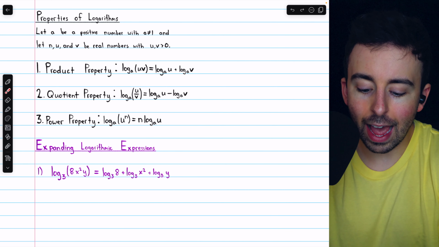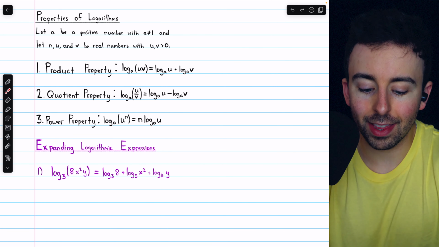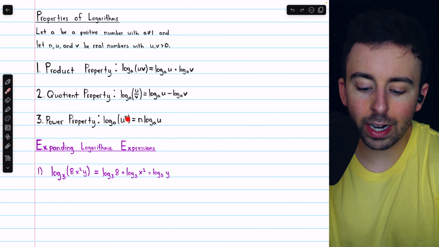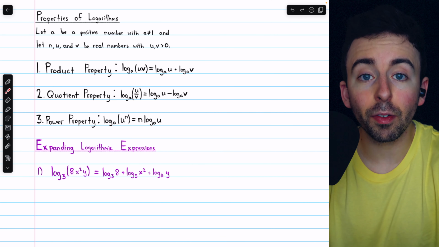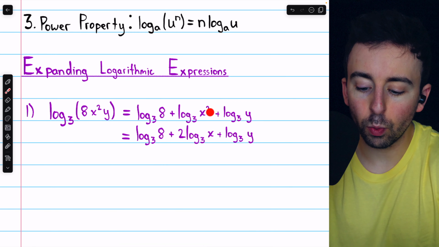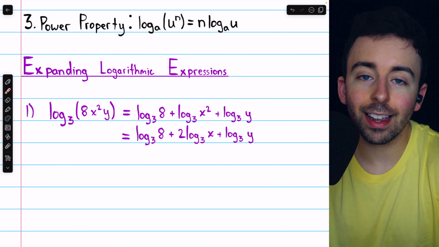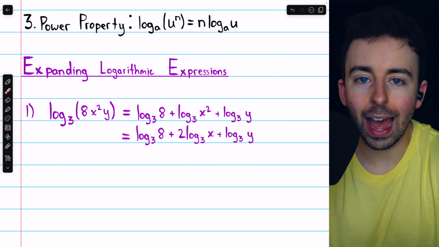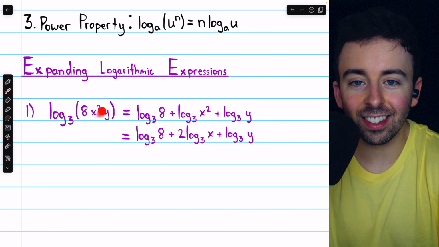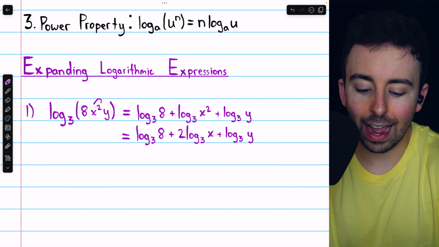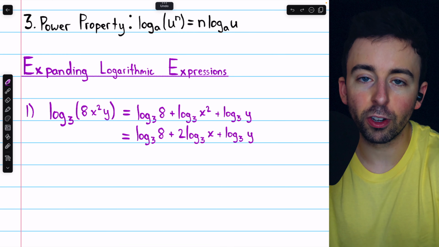Next, notice that x squared has an exponent of 2, and by the power property, we can bring that exponent, that power, down in front of the log as a factor. And that's our final step. We bring that 2 out, so now it's a factor, and the x inside the logarithm no longer has a power. So now instead of having a bunch of stuff multiplied inside the log function and an exponent, all we have is addition and a multiplication by 2.